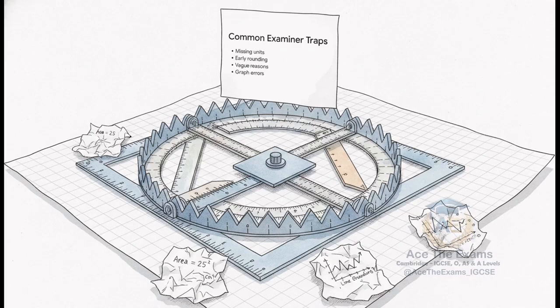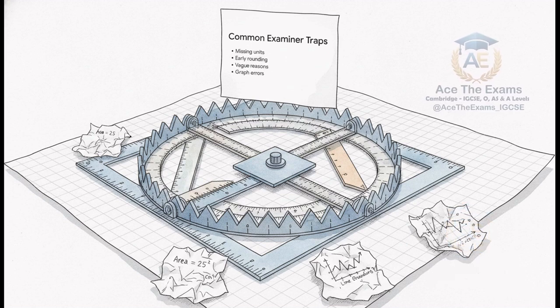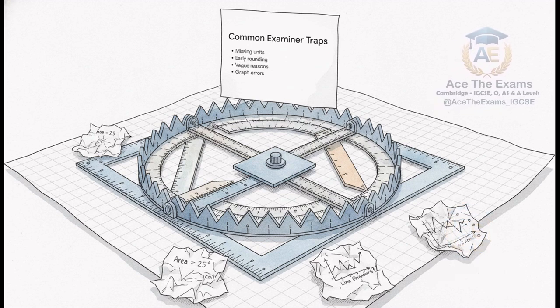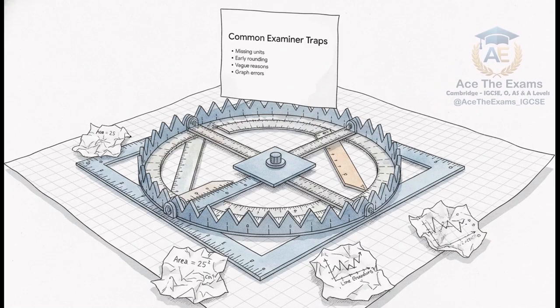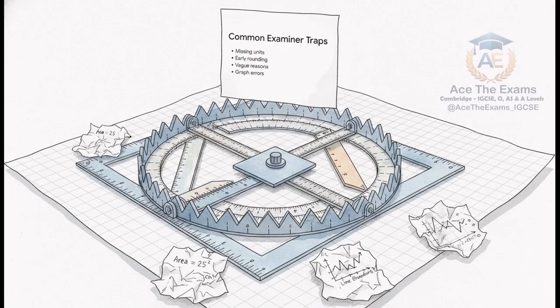And trust me, examiners are actively hunting for these common mistakes. They're scanning for missing units at the very end of your calculation. They're checking to see if you totally ruined your final answer by rounding way too early in step 1. You'll lose precious marks for vague explanations, mixing up your graph axes, offering weak practical improvements, or writing a conclusion that literally isn't supported by the data table right in front of you. You have to know how to step over these traps.